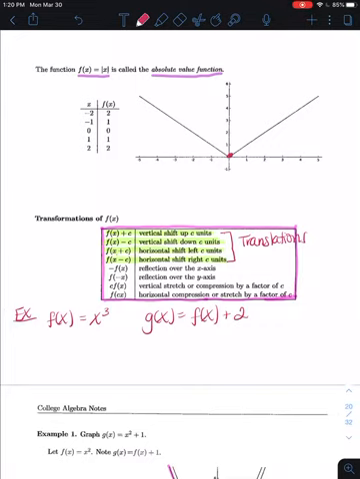Remember, f of x is just x to the third. So they might write it as f of x plus 2, or they might write it as x cubed plus 2. What this means is anytime you have a function and there's a number at the end, that's your up-down movement. Because that's a plus 2, it's going to move up 2 units.